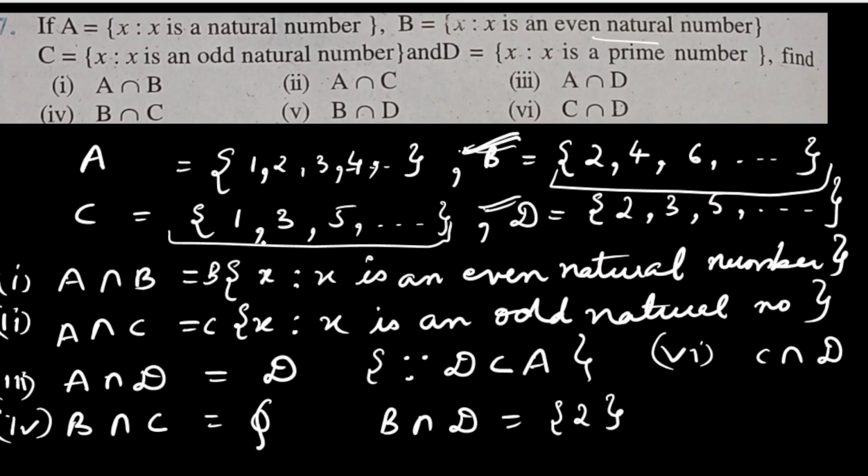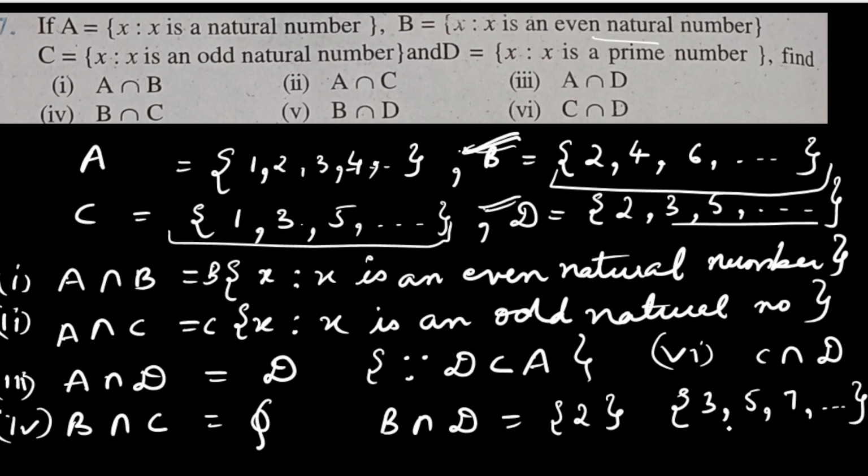If you see C and D, 1, 3, 5, all odd numbers are there. So here we have some primes. See, prime numbers other than 2 are all odd numbers only. So all the numbers like 3, 5, 7, like this. So all the prime numbers will be the answer.